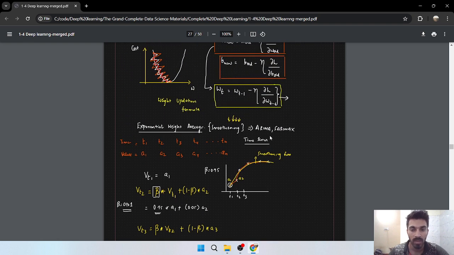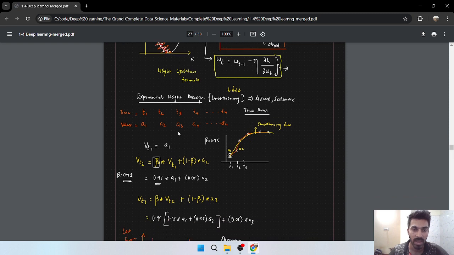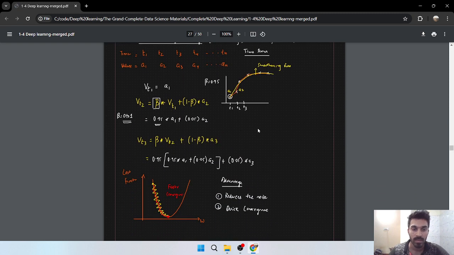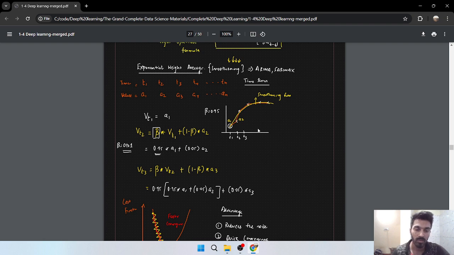Like in the ARIMA model, ARIMAX in a time series, we will have this. The formula of smoothing is: the value at time 2, V of t2, is equal to beta times V of t1 plus 1 minus beta times a2. So beta is a hyperparameter. You have to tune it at the time of training; it will also be updated during training. And V of t1 is the value at the previous time.